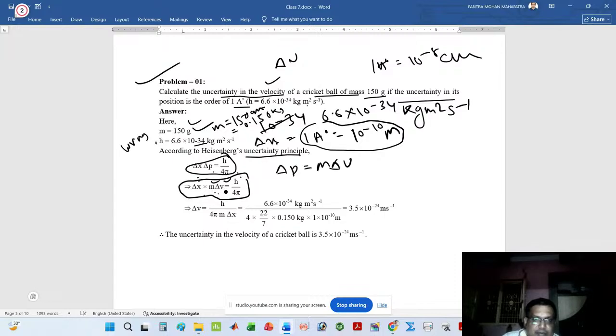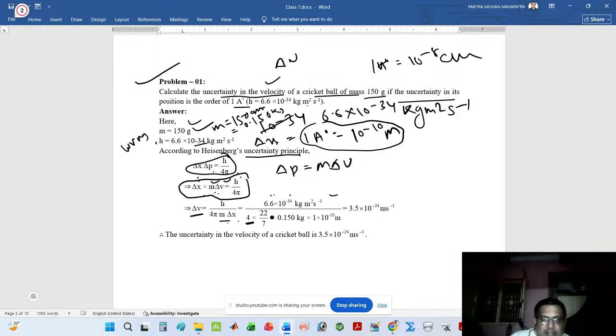Sorry, our target is to find out the del v. Now put the value of del x and m. So here I can write del v is equal to how much? H by 4 pi m del x. Now put the value of m, del x, pi, also h. H is the Planck's constant. The value is 6.6 into 10 to the minus 34 kg into meter square into second inverse. Next is the pi, next is the 4.